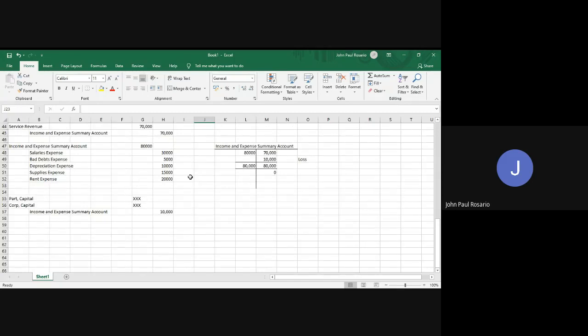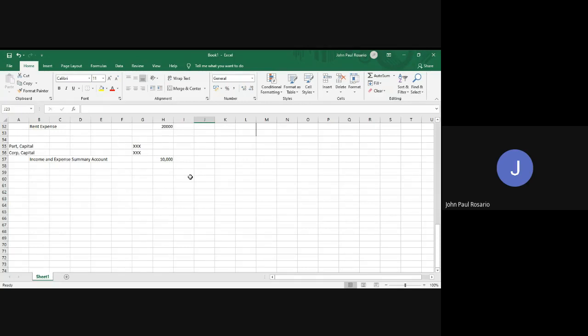We close the drawing account to the capital account. Again, drawing accounts usually have a debit balance. It is a contra capital account. So drawing is a debit, and to close it, you credit it. For drawing accounts, we also close it to their capital. And for Core, same thing. Core drawing. So, debit, credit.